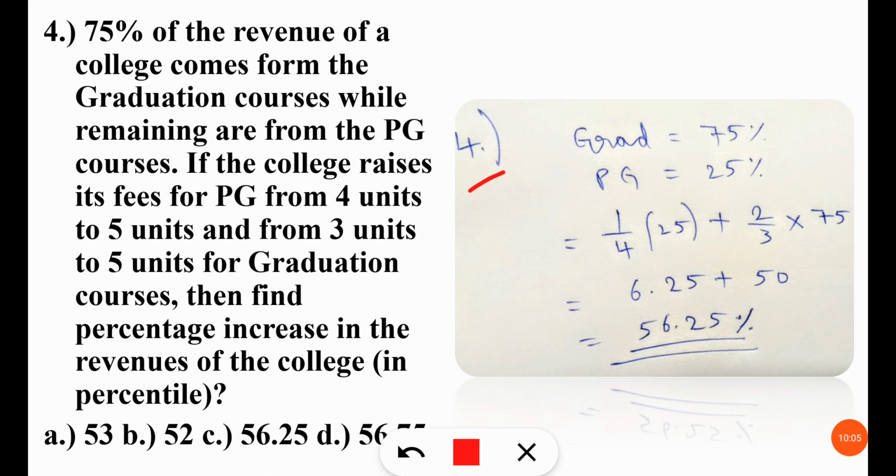Let's move to the solution. Graduation revenue is 75%, post graduation revenue is 25%. In post graduation, one part has been increased out of four parts. So the increase percentage is 1 by 4 into 25. In the same way, for graduation courses, two parts have been increased from three parts. So 2 by 3 into 75. Therefore, 6.25 plus 50 equals 56.25%. Option C is the correct answer.